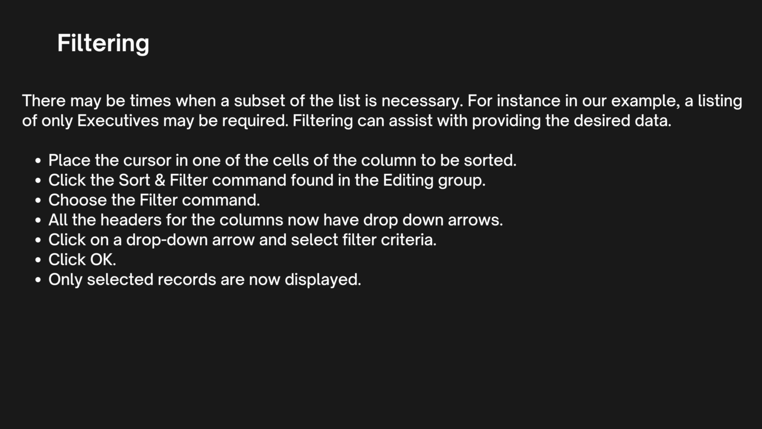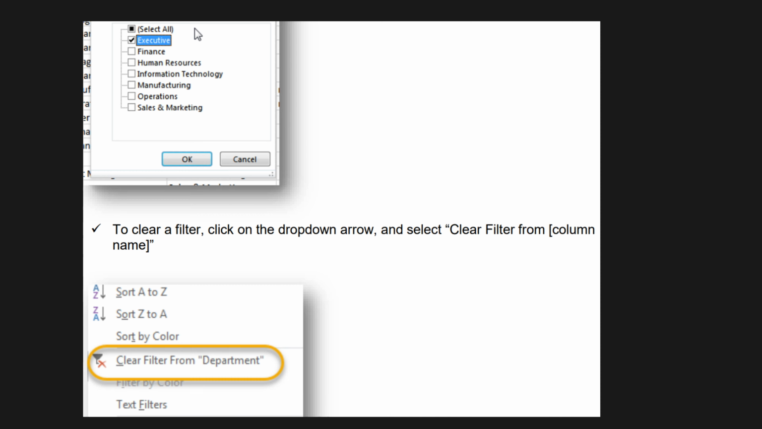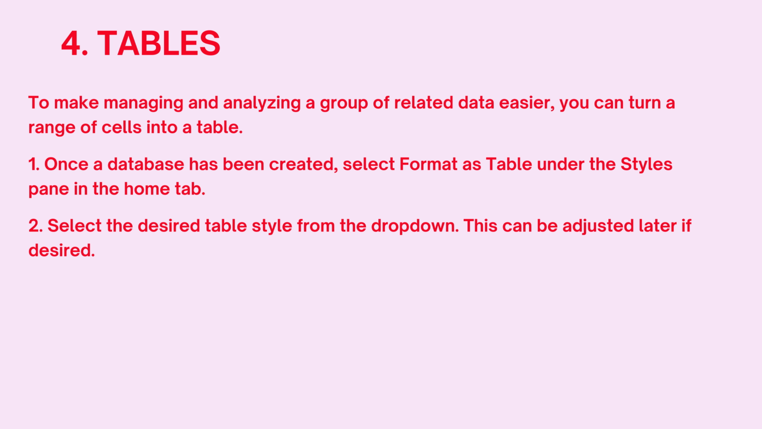Tables. To make managing and analyzing a group of related data easier, you can turn a range of cells into a table. 1. Once a database has been created, select Format as Table under the Styles pane in the Home tab. 2. Select the desired table style from the dropdown. This can be adjusted later if desired. 3. In the subsequent dialog box, confirm that the correct range of cells is selected. Also, indicate here if the table has headers.